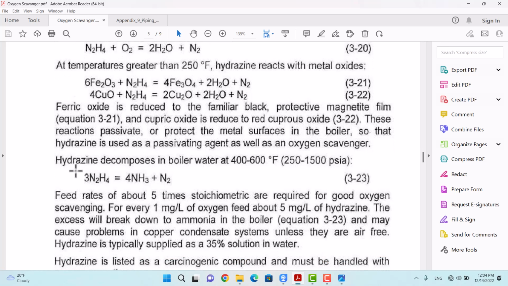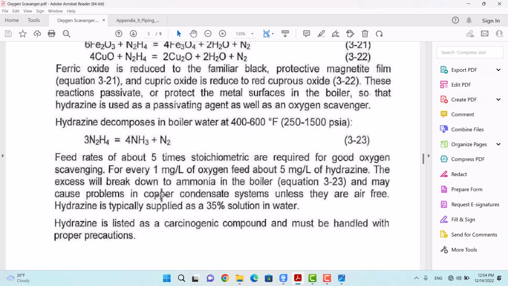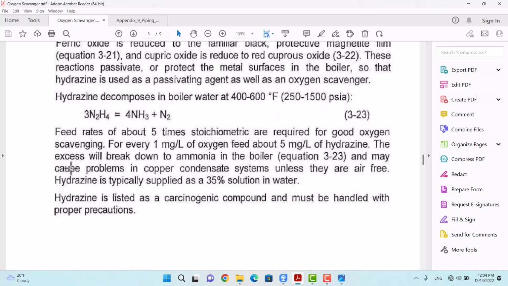Feed rates: hydrazine decomposes in boiler water at 400 to 600 Fahrenheit, and it decomposes to ammonia and nitrogen. Feed rates of about 5 times stoichiometric are required for good oxygen scavenging. For every ppm of oxygen, about 5 ppm of hydrazine is required. The excess will break down to ammonia in the boiler and may cause problems in copper condensate systems unless they are air-free.